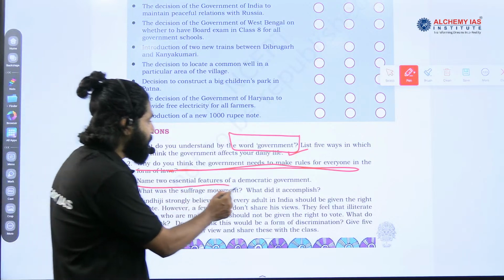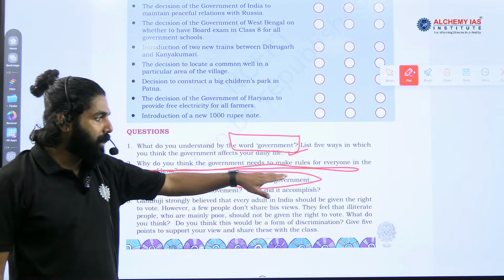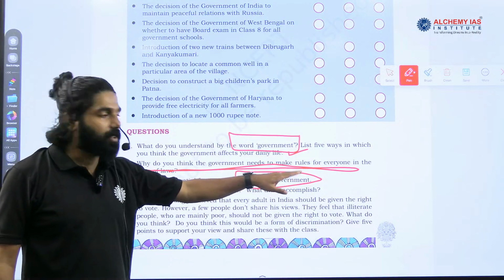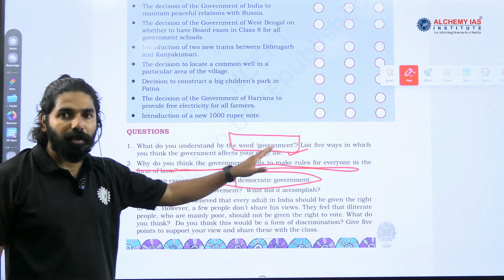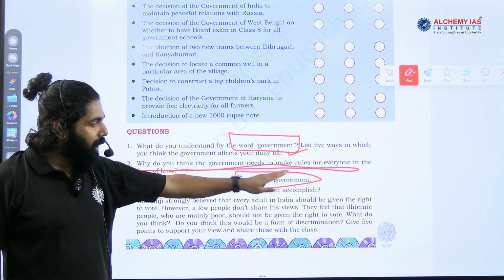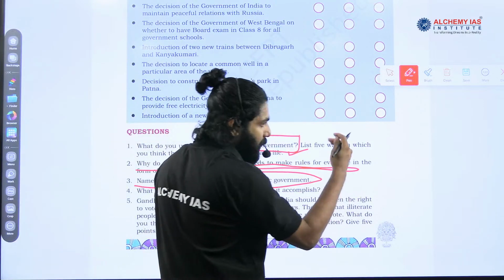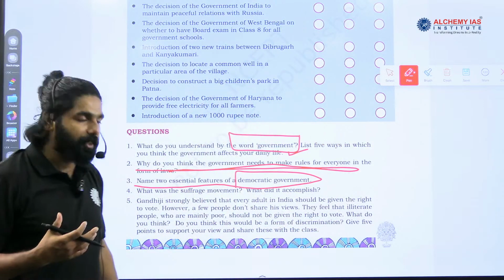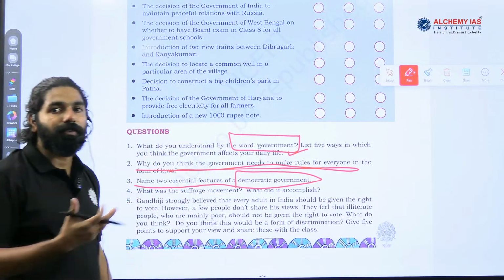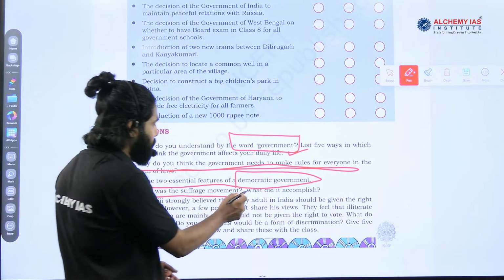Name 2 essential features of a democratic government, that is mainly election and people's participation. If a democratic government is not doing anything for the welfare of the people, the people will have a right over this. So the election is the most important thing. Whenever we conduct an election, it should be inclusive, with everyone participating, and it should also be fair and free.